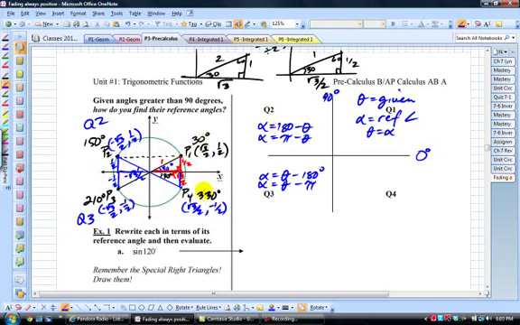But the question is, how do you get from quadrant 4 to quadrant 1? What do you do with 330 to get to 30? And the answer to that is pretty simple too. You take 360 degrees, subtract 330 to get to 30. 360 minus 330 equals 30. If it was in radians, you would take 2 pi minus that to get to the given angle in quadrant 1.